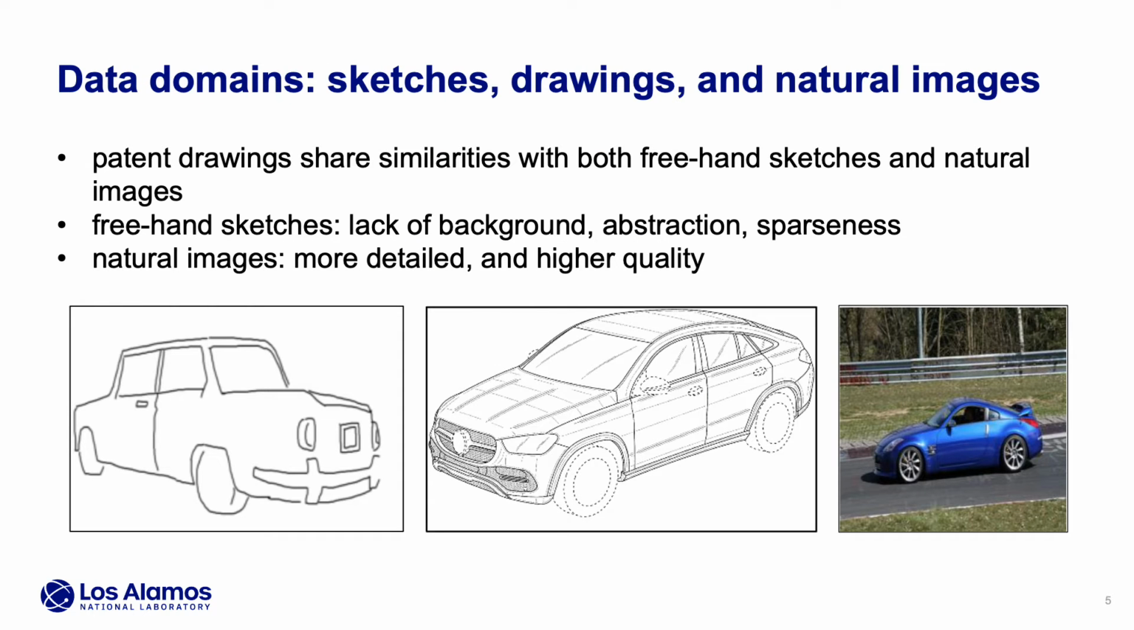In our work, we primarily work with the following three data domains: freehand sketches, pattern drawings, and natural images. From the sample images, we can see that pattern drawings are like freehand sketches in that they lack background, are abstract, and sparse. However, they are more detailed and of higher quality, making them more like natural images. Furthermore, we will show that despite the similarity between patterns and freehand sketches, models trained on freehand sketches do not generalize well to pattern diagrams.